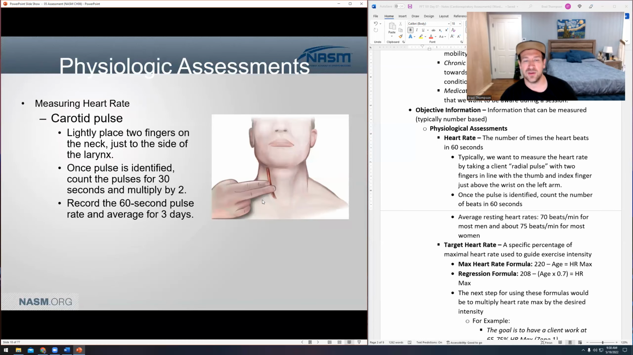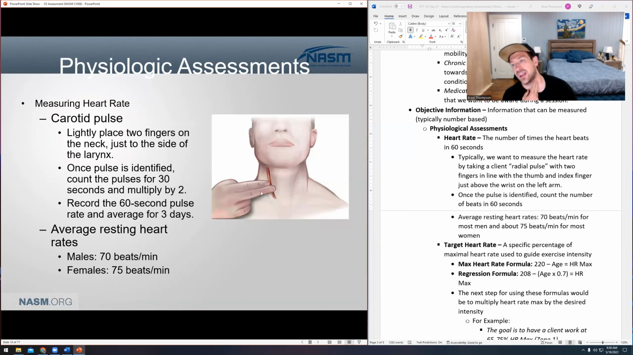So you can also always use your carotid pulse, okay? And that one's going to be two fingers just to the side of the larynx there, or to the side of the trachea. I mean, there's a larynx, but trachea. And that's going to be right there. And that's your carotid pulse. That's one of the ones that are going up to the brain there.